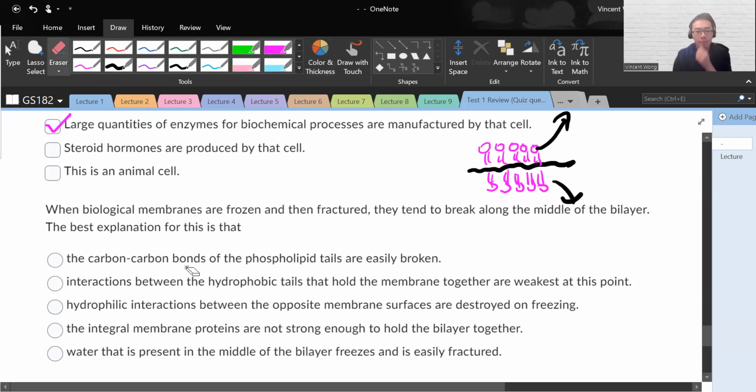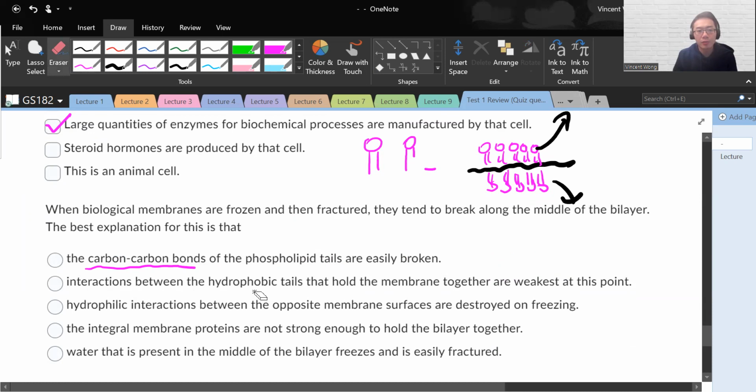The carbon-carbon bonds of phospholipid tails are easily broken. Okay, so that's talking about the bond within the phospholipids. We're not breaking the phospholipid. It's not like I'm taking the tail and breaking off a chunk of tail, right? That's what the carbon-carbon bond is talking about. So that's not it.